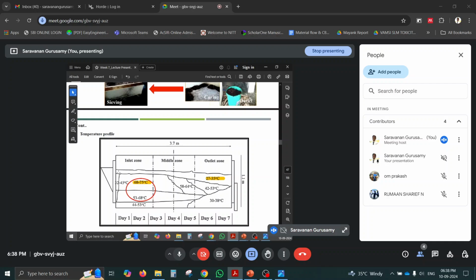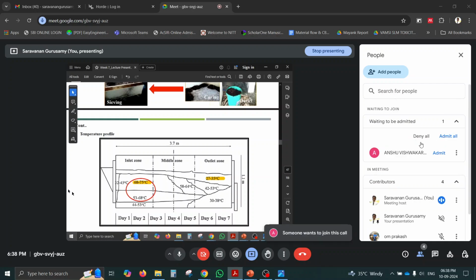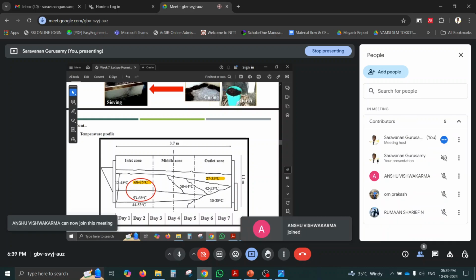Okay, this is the temperature profile. If you are feeding at the inlet, after a growth phase you can see that on the second day itself we can get 68 to 75 degrees Celsius. On the third day and fifth day, at the middle zone, you can see 58 to 64 degrees Celsius. On the seventh day, at the outlet, it will be around the ambient air temperature again. So at the outlet you can see the matured phase, which will be at the ambient air temperature again.